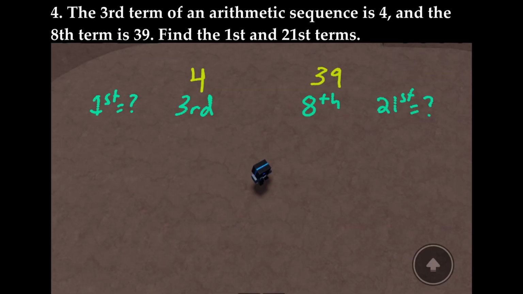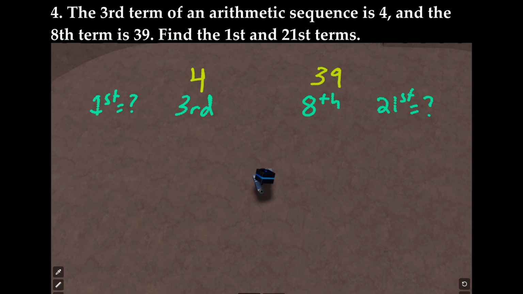Now we have a new type of problem. So in this problem, we know that 4 is the third term of an arithmetic sequence, and 39 is the 8th term of an arithmetic sequence. Based on that, we need to find the 21st term and the first term. So first thing we need to do is find the common difference. How am I going to do that?